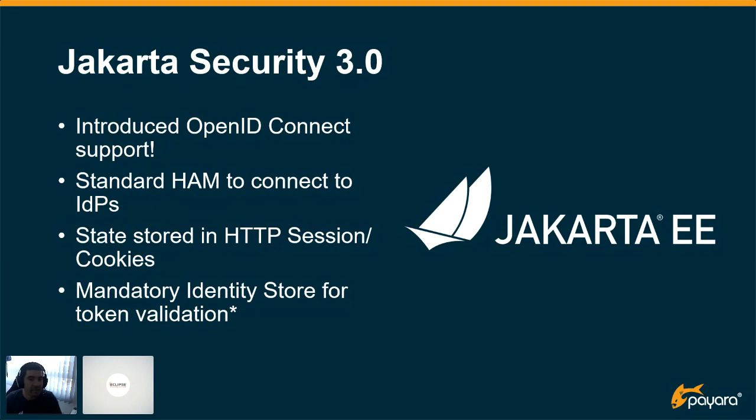And finally, what Jakarta Security 3.0 also introduced is a mandatory identity store for token validation. That means that since OpenID Connect uses standard tokens, you as a user or developer don't have to worry about validating these tokens. The idea is that the container, in this case the Jakarta runtime, will do that for you, because the specification requires every vendor to implement this identity store.